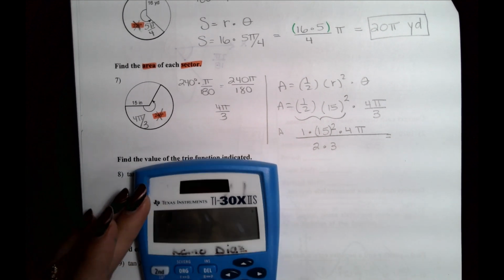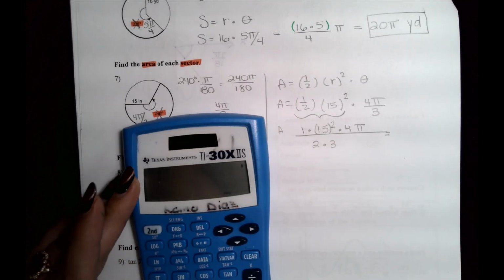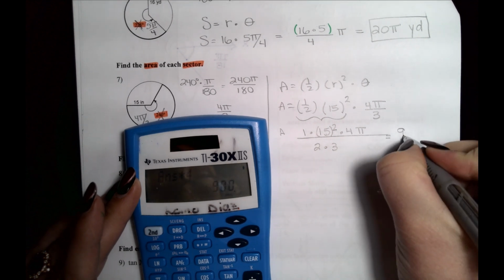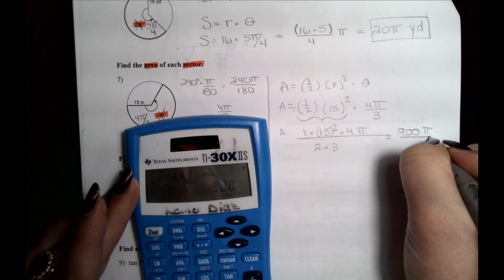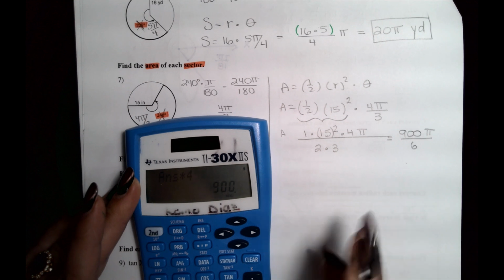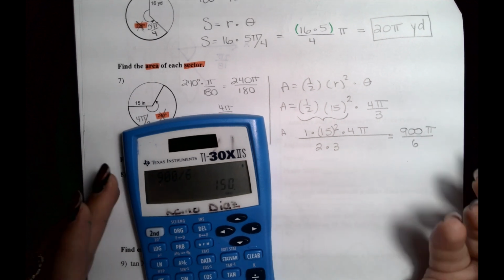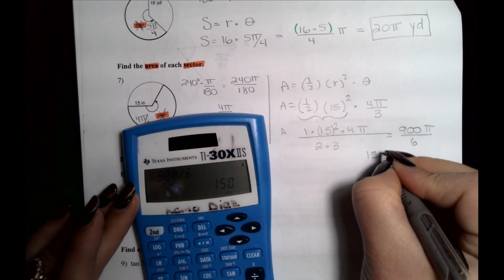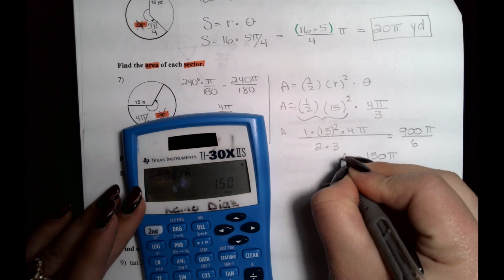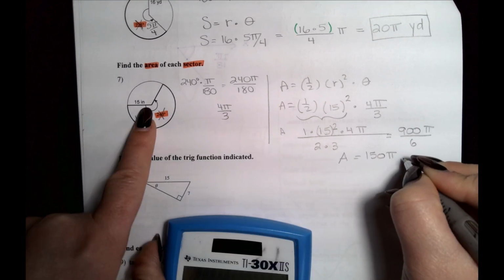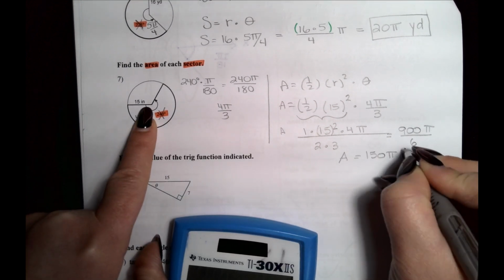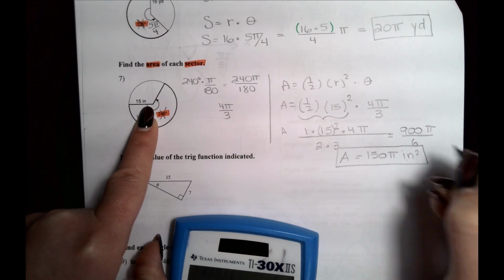So I have 15 times 15, 15 squared, times 4, I get 900 pi over 2 times 3 is 6. Does 900 and 6 get along? They do. So we get 150 pi for our area. And then what are our units? Inches. Area is always squared, so you must have units squared for your answer.